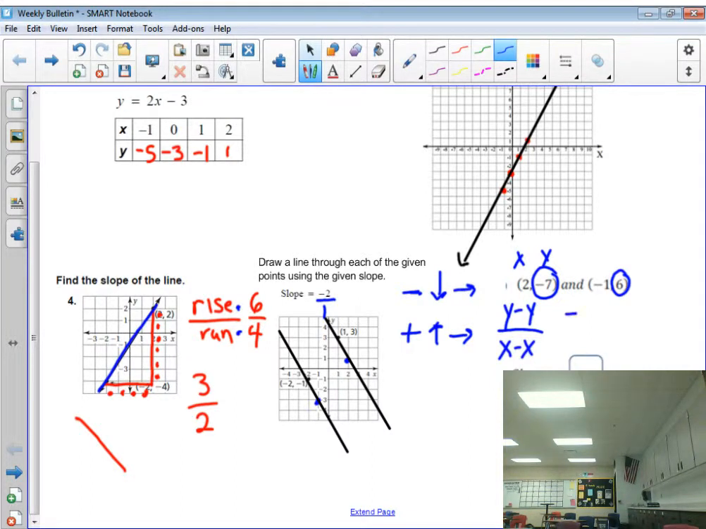So we've got -7 minus 6. And then we're going to write that over 2 minus a -1. So we have to put that -1 in with it. Now if I go ahead and I simplify this, -7 minus 6 is the same symbol sum. So I get a -13 over, these two make a plus sign. So 2 plus 1 equals 3. So their slope is actually -13 over 3.